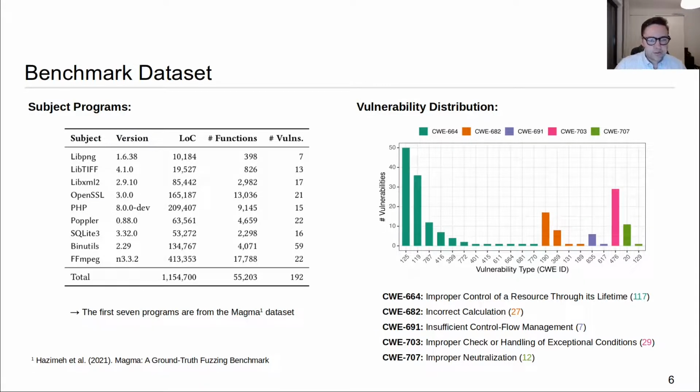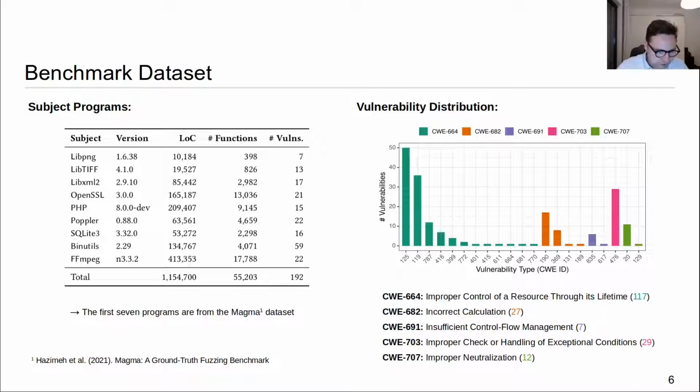In the beginning of my presentation, I said that we are using real-world software with real-world vulnerabilities specified or reported as CVEs. And here on the left side, you can see the table with our subject programs. Actually, in total, they are 27. Here in the table, we have only 9 because I summarized all those programs in the Benito suite as one row here. In total, we have 192 vulnerabilities, real-world vulnerabilities in our benchmark dataset.